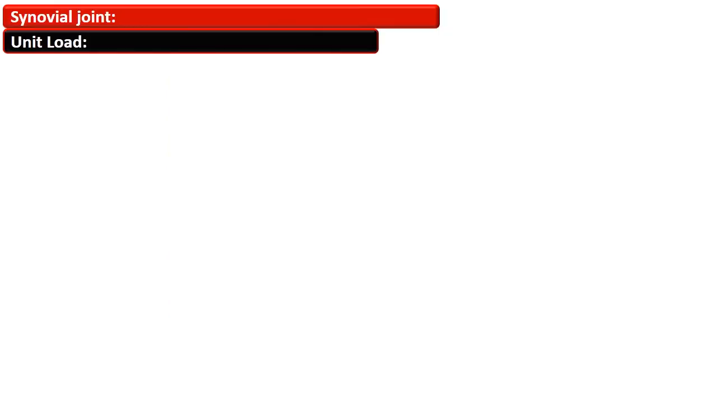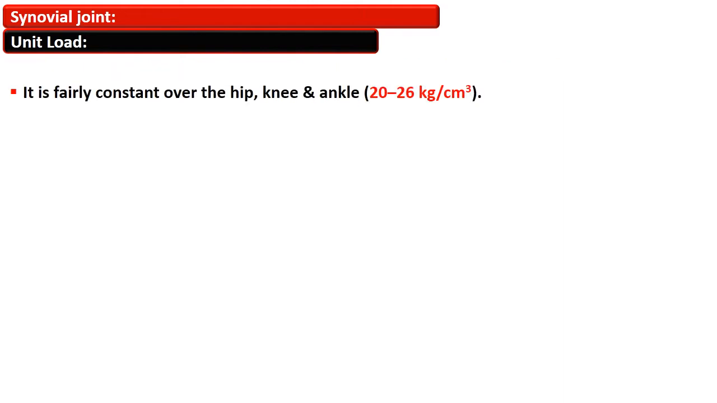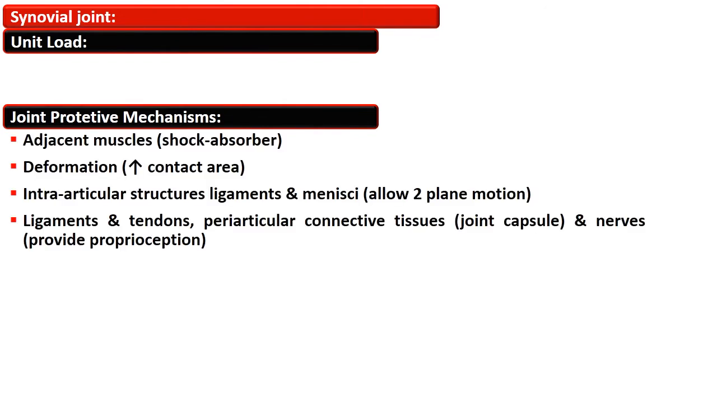Unit load is an important concept in understanding the function of the joint. It is basically a compressive force which is expressed as kilogram per cubic centimeter of articular cartilage. It is fairly constant over hip, knee and ankle, at about 20 to 26 kilogram per cubic centimeter. The joint is protected by various mechanisms. One is the adjacent muscles, which act as shock absorbers and protect the joint.